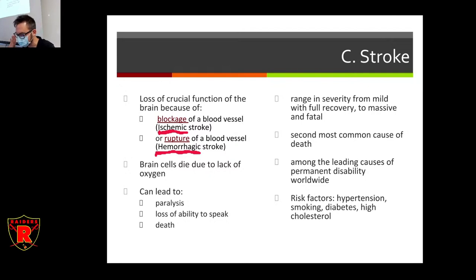There are some more common ones. I think I wrote them on here. Loss of motor function is common. Unusual sensation is common.